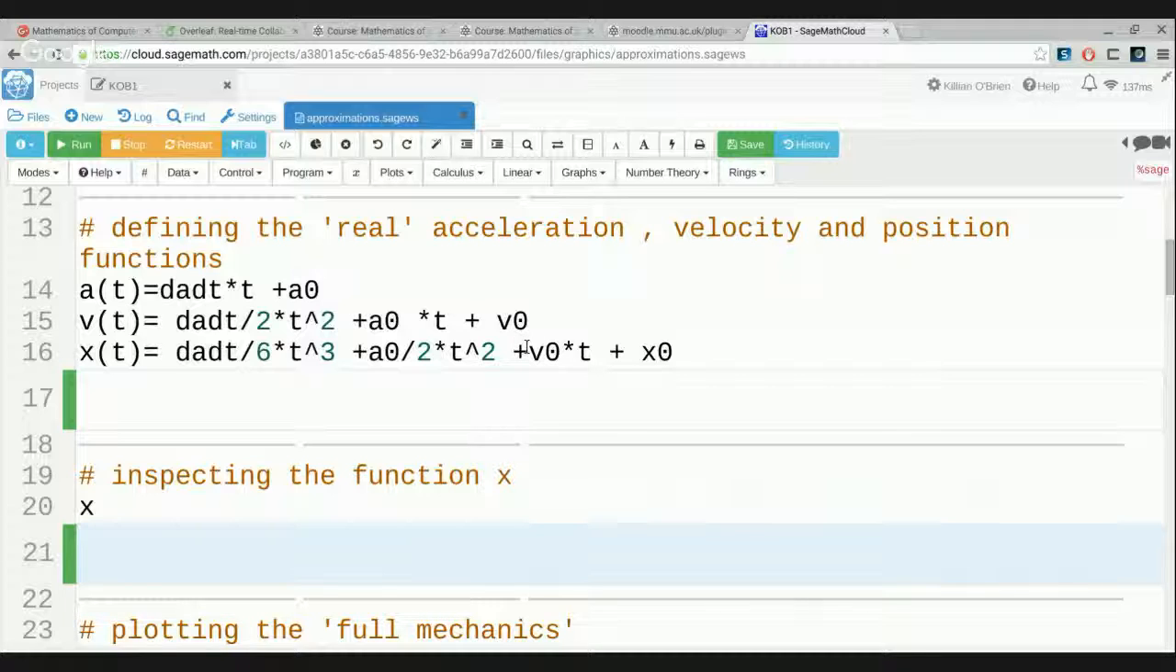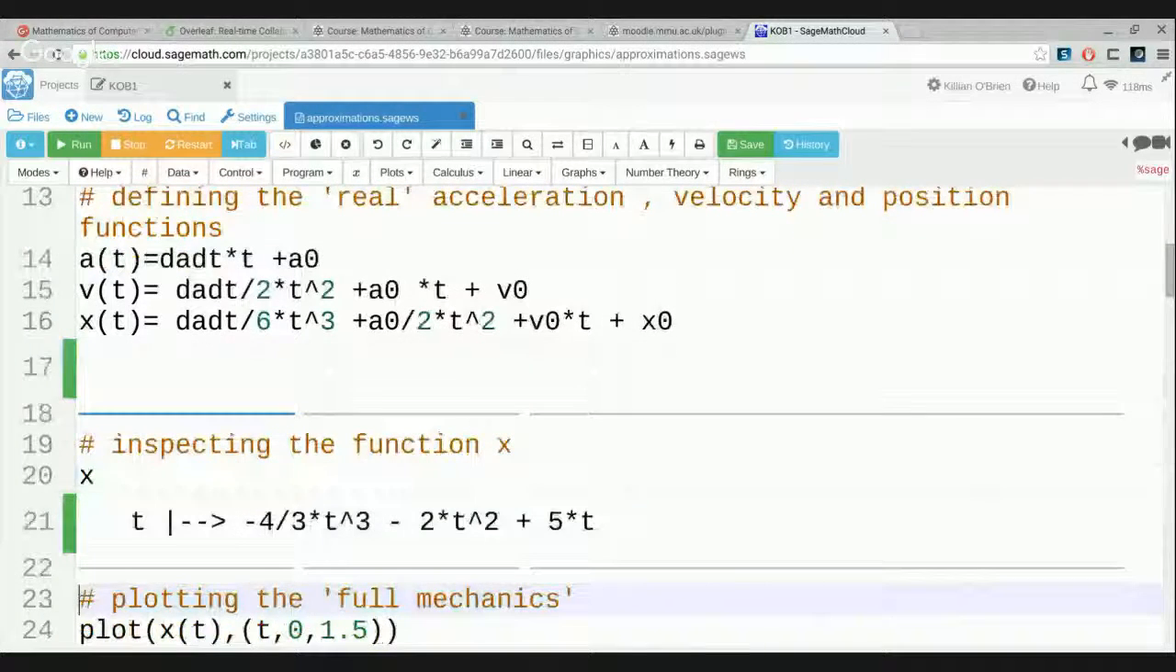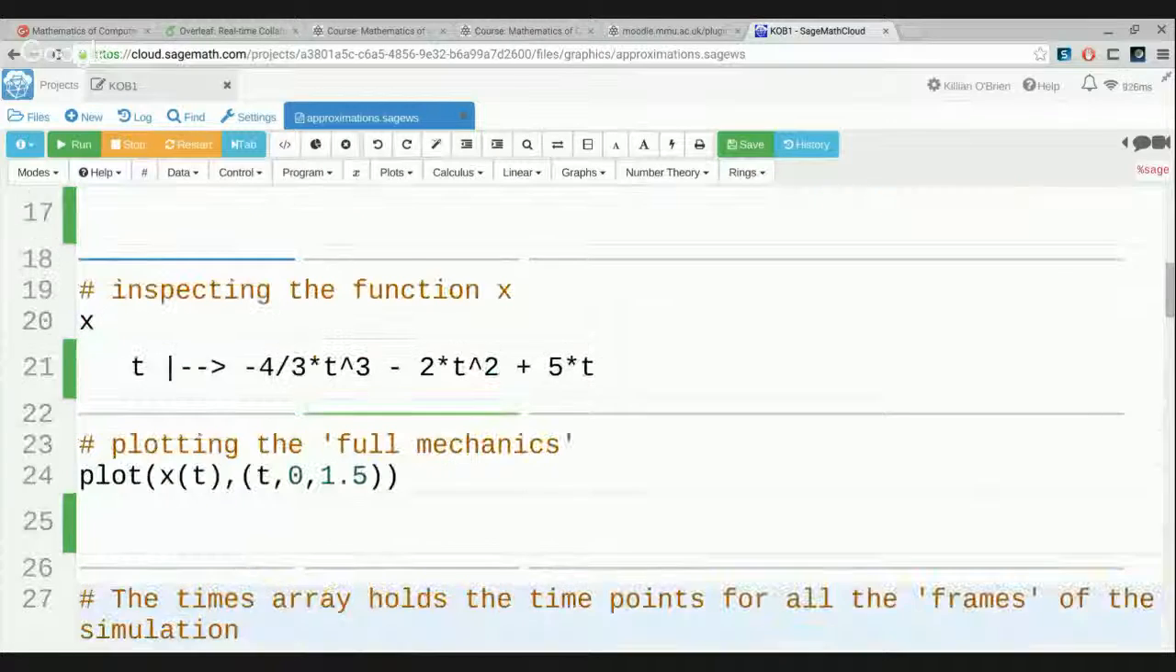So you've got the rate of change of acceleration divided by 6 times t cubed, the initial acceleration divided by 2 times t squared, the initial velocity times t, and the initial position. So I set up those functions. Just have a look at the function x. It should be a cubic in t. It is, and we'll plot it to see the full mechanics.